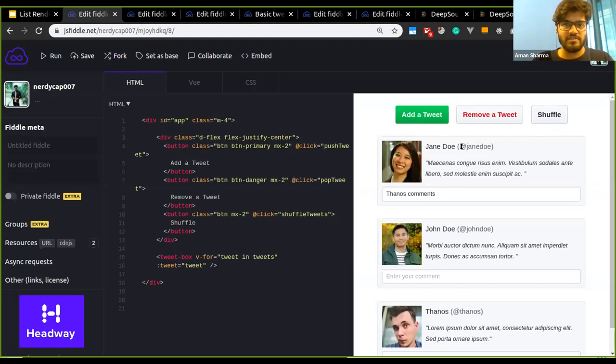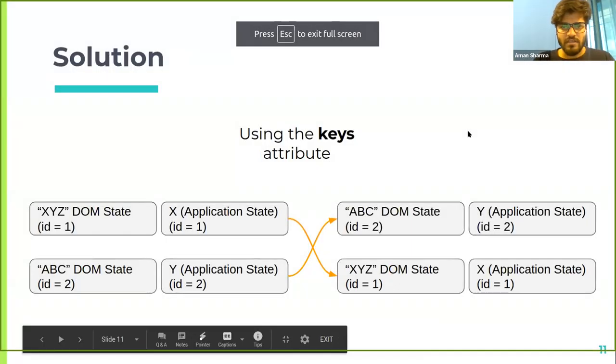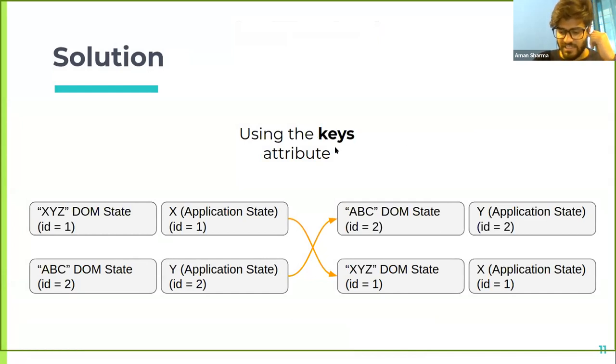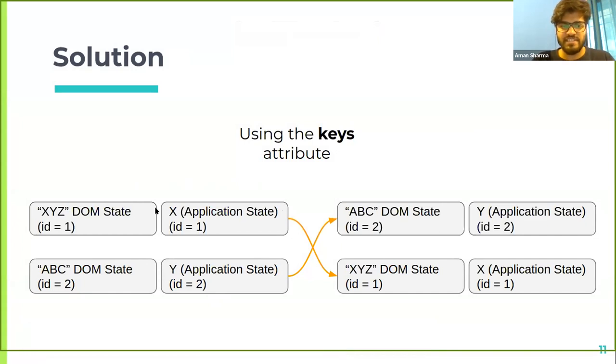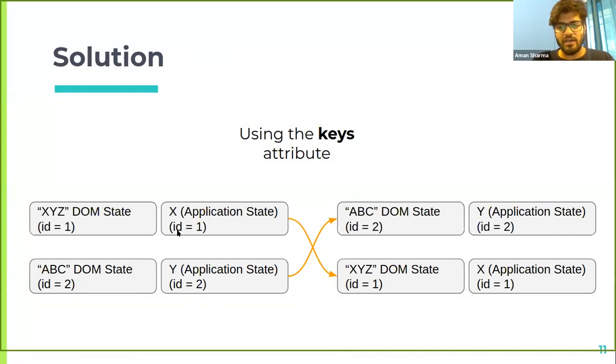So what is the solution to this? The solution over here is to use the key attribute, and the key attribute is as simple as this. I told you that this was one single chunk, right? So what was the problem last time when I swapped these two chunks? This ABC and XYZ was in the DOM state of X and Y respectively, but they didn't change their order at all, as if they didn't even belong to X and Y. So now when I'm using the key attribute, what it allows me to do is add a unique ID to those things.